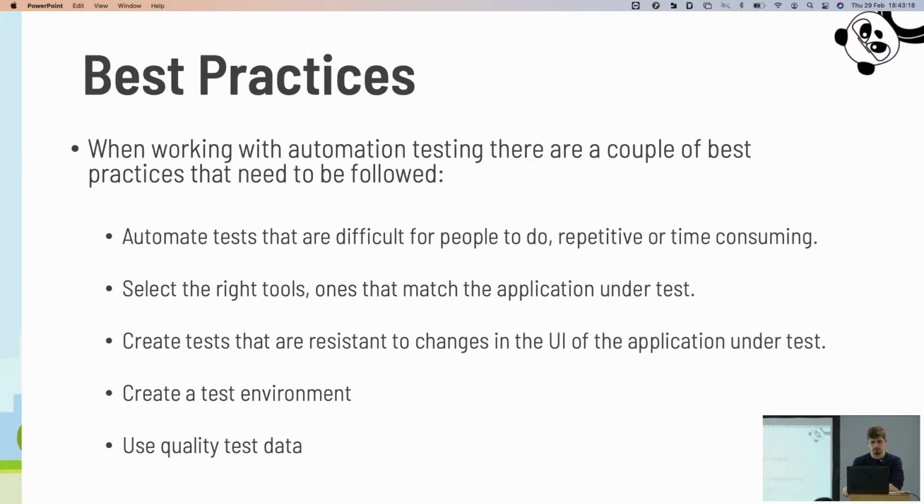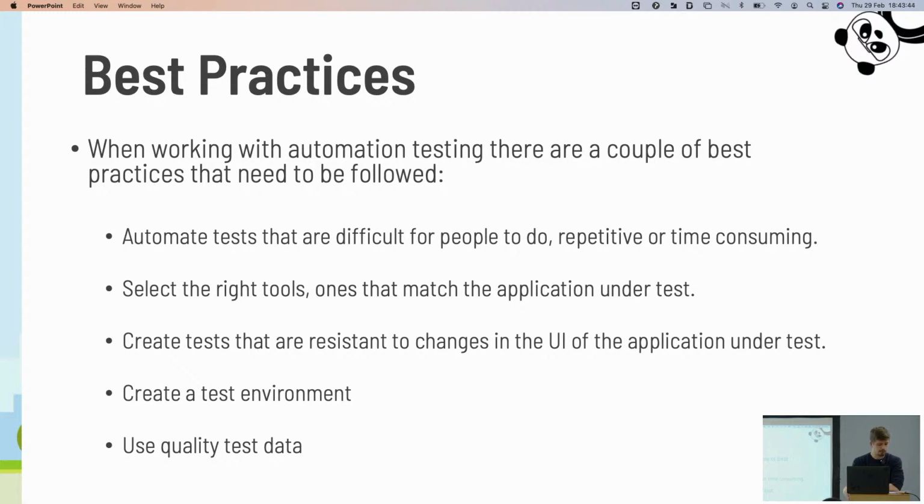Then, when working with automation testing generally, there are some best practices. You want to automate tests that are difficult for people to complete, that are repetitive or time-consuming. You want to select the right tools. So normally you want a test suite that matches the tools you're testing. For example, if you're testing an application written in TypeScript, you want your testing library to be written in TypeScript, just for consistency and ease of use.